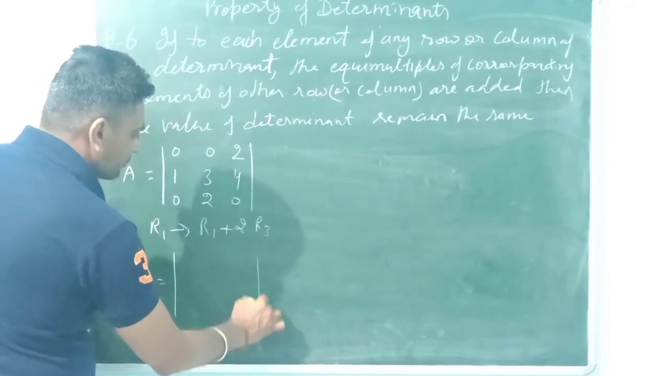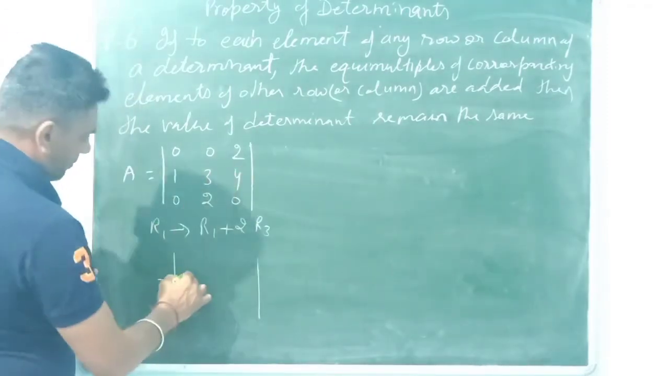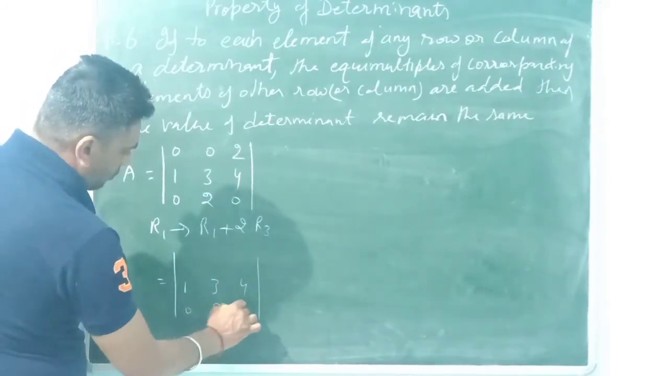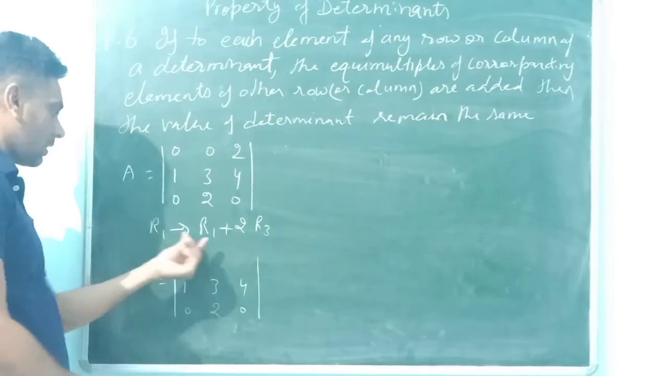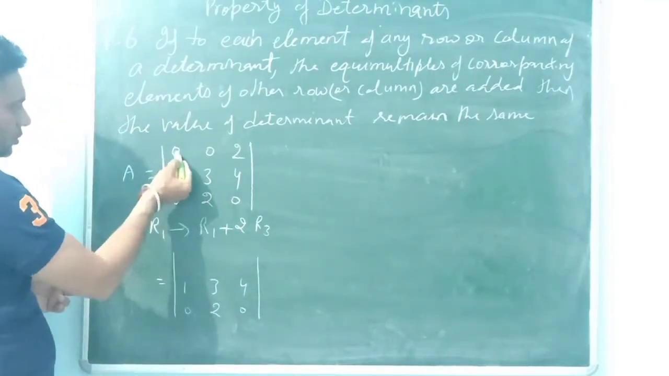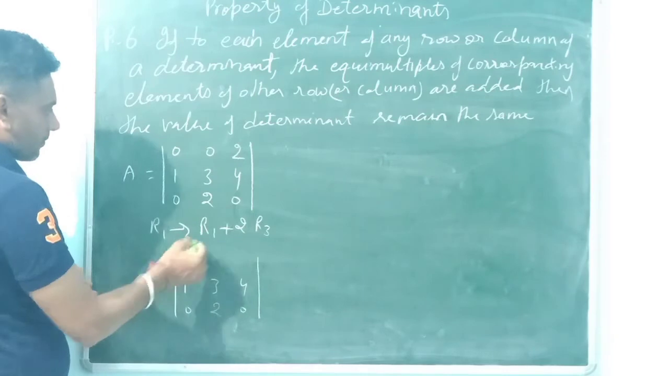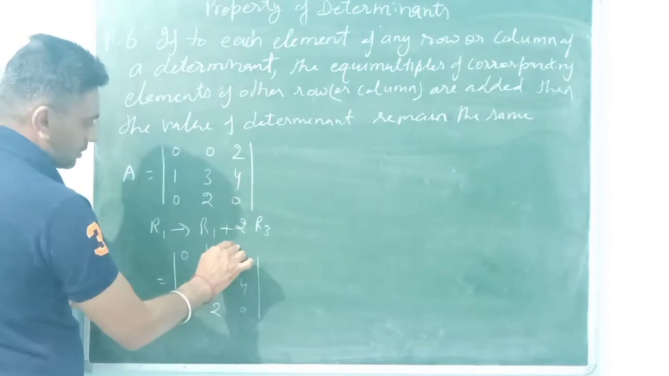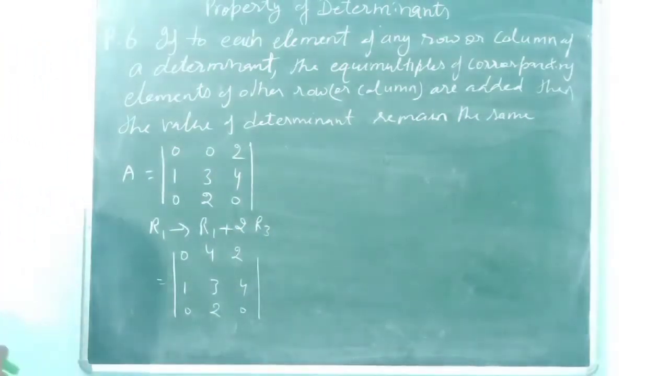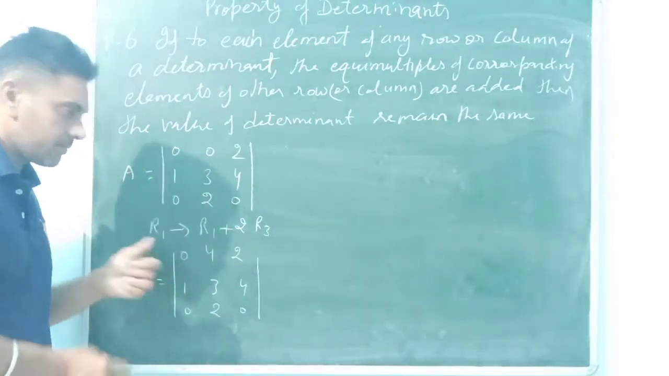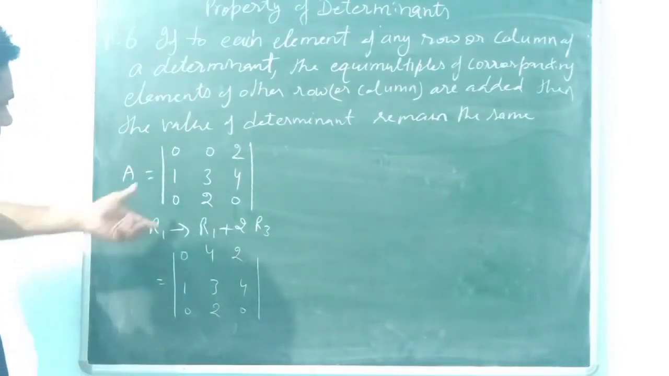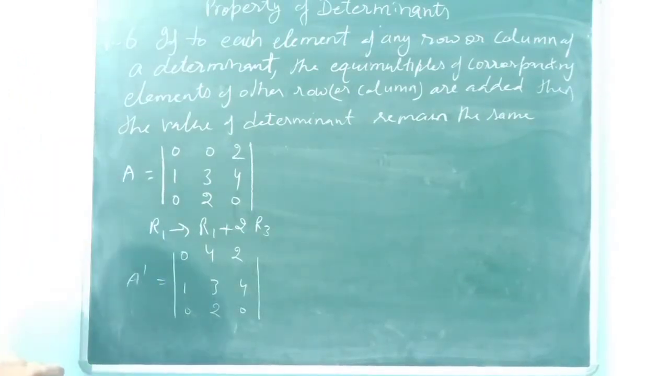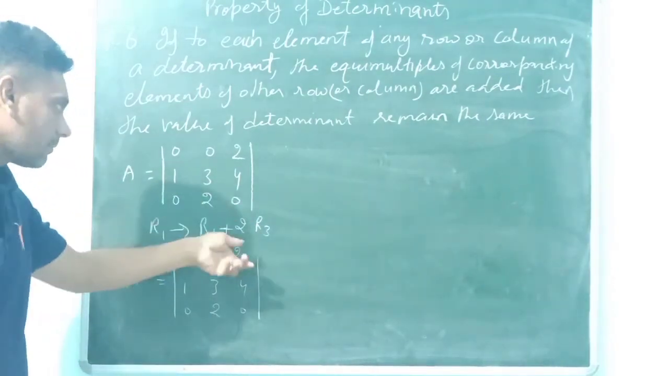These two rows remain the same, 1 3 4, 0 2 0. Now we change R1 to R1 plus twice R3: 0 plus twice 0 is 0, 0 plus twice 4, and 2 plus twice 2. Now we get two determinants. This is A dash, by applying this property.